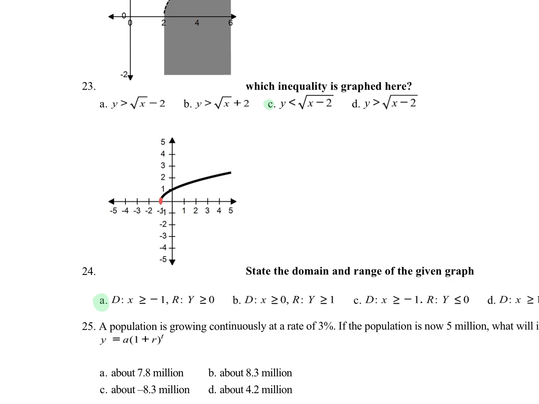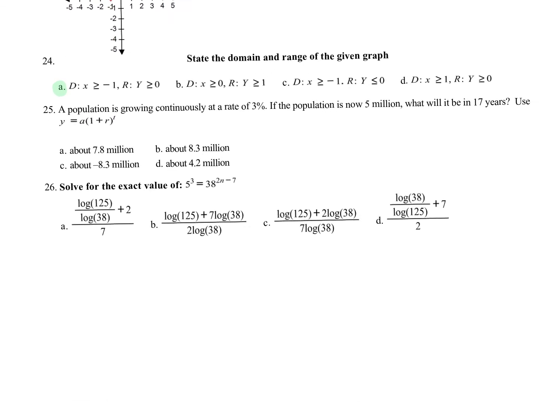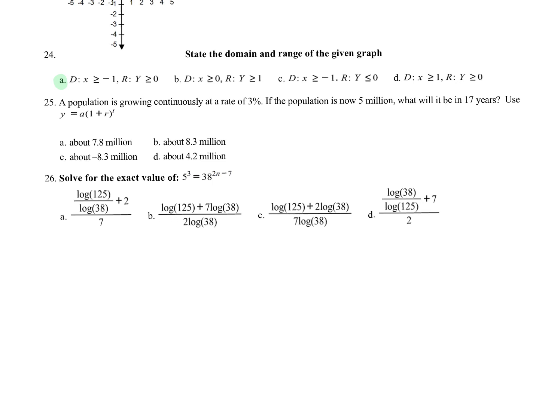Okay, let's move on to 25. Population is growing continuously at a rate of 3%. If the population is now 5 million, what will it be in 17 years? And they tell you the formula to use. So we're going to go y equals a, where a is the initial amount, and we're talking about 5 million.